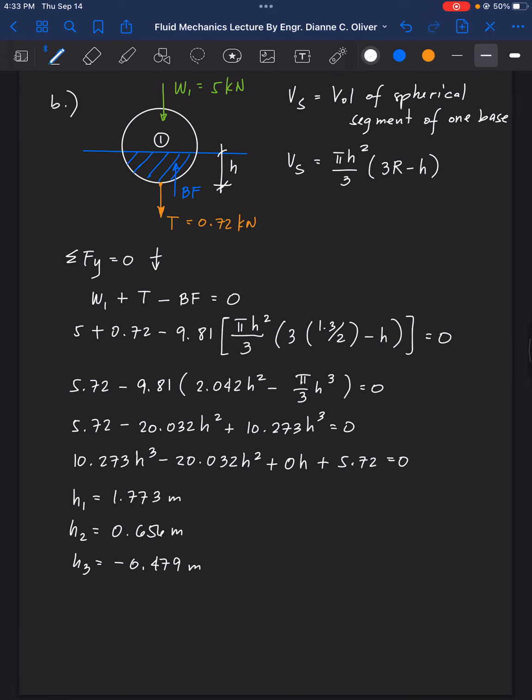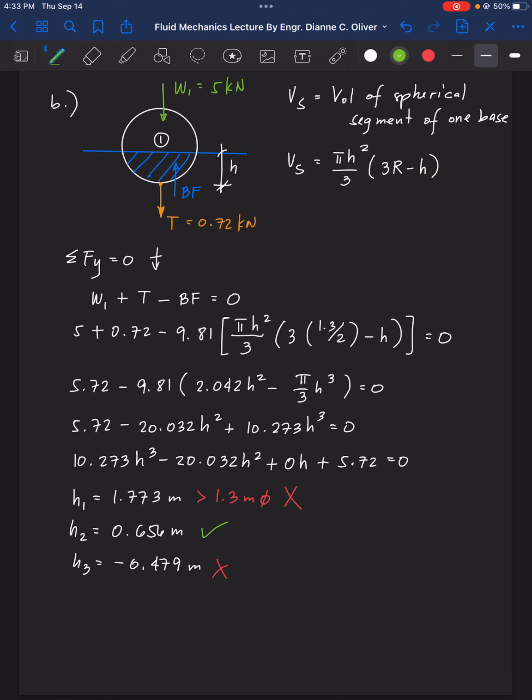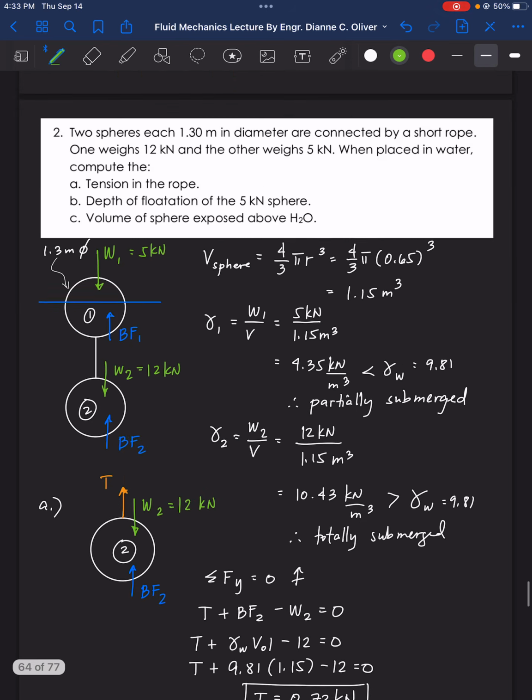Okay. Obviously, we're not going to use the negative sign here, and H1 is greater than the diameter, which is 1.3 meter. Therefore, this is not good. Therefore, the one left here is this. This is the answer. That's for letter B. Let's go to letter C.